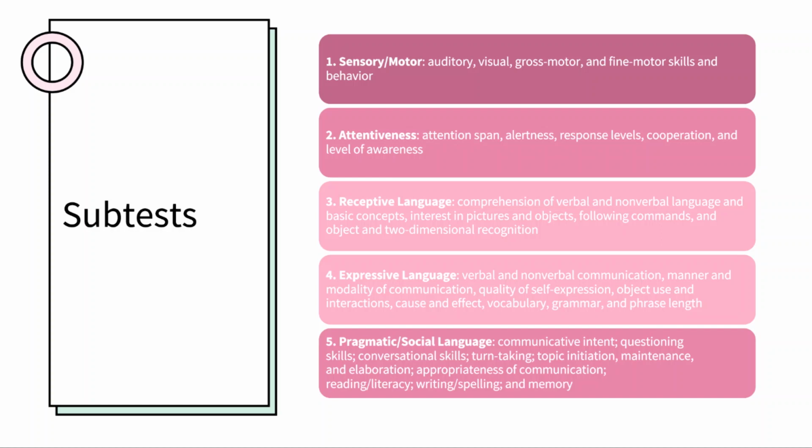Subtest 4 looks at the individual's expressive language abilities, which includes his or her verbal and nonverbal communication, manner and modality of communication, quality of self-expression, object use and interactions, cause and effect, vocabulary, grammar, and phrase length. Subtest 5 looks at the individual's pragmatic or social language abilities, which includes his or her communicative intent, questioning skills, conversational skills, turn-taking, topic initiation, maintenance, and elaboration, appropriateness of communication, reading and literacy, writing and spelling, and memory.